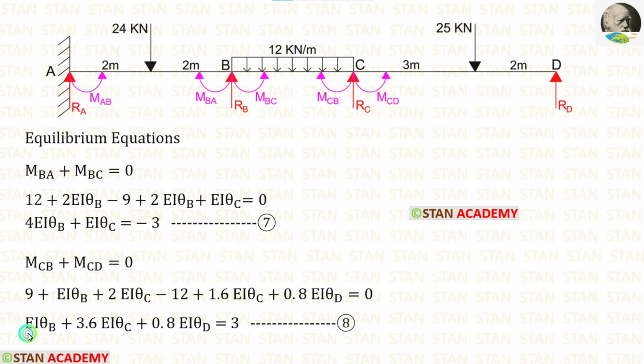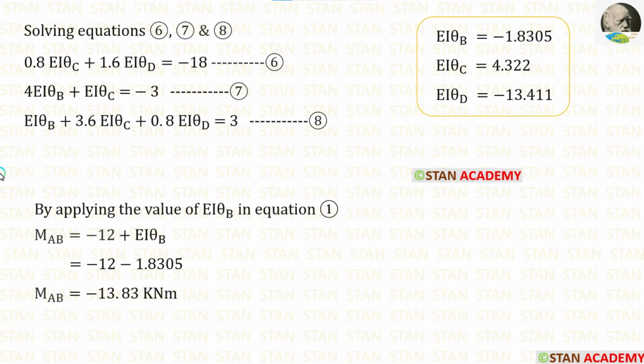Finally, we have made the third equilibrium equation. Let us keep this equation as number 8. Finally, we have made three equilibrium equations, the sixth one, seventh one, and the eighth one. Now let us use the calculator and solve these equations.